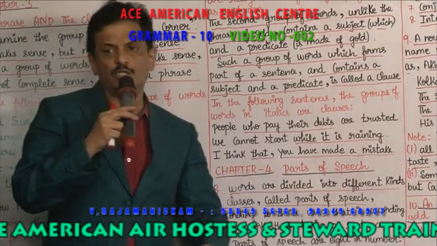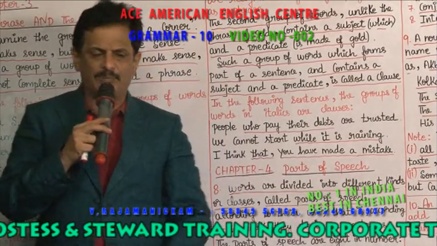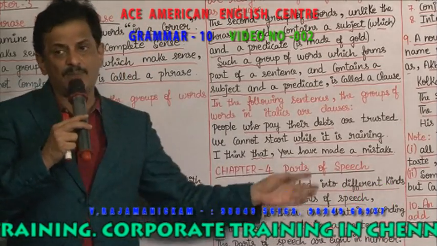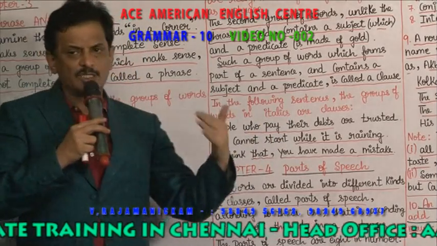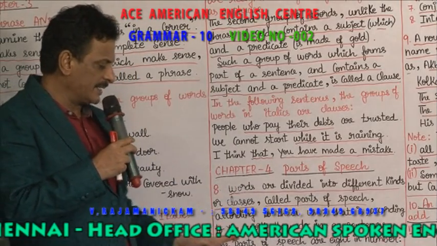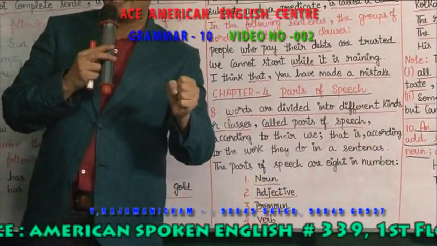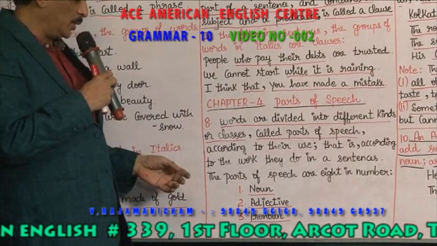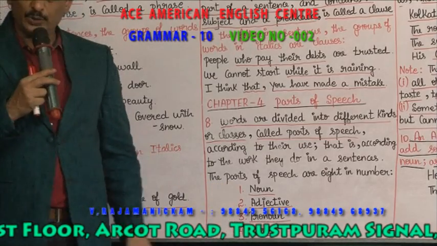Words are divided into different kinds of classes called parts of speech. Speech means what you are speaking. So all words can be categorized into 8 different parts, according to their use, that is, according to the work they do in a sentence. The parts of speech are 8 in number. Number 1 is noun. Number 2 is adjective.